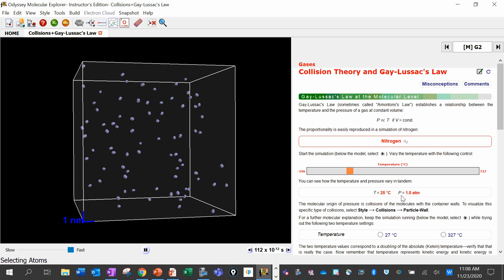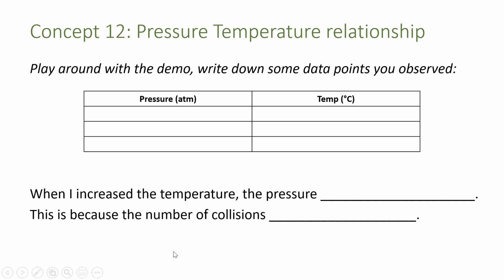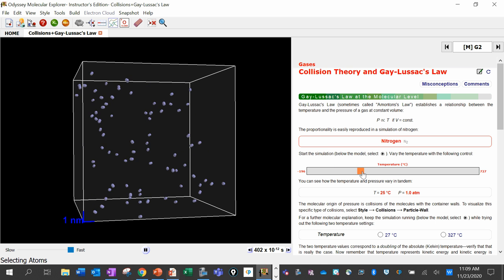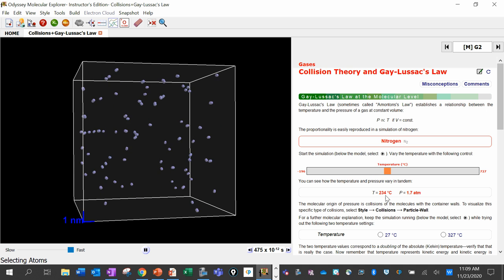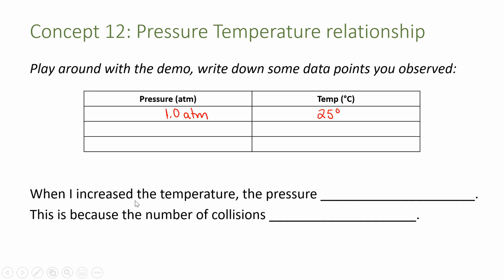So at a temperature, let's go look back at our data set here. So temperature 25 degrees, the pressure is 1 atmosphere. So 25 degrees, it's 1 atmosphere. And then we just want to pick 2 other temperatures. You can pick whatever temperatures you would like. So I'm going to go higher. It looks like if the temperature is around 230, the pressure is around 1.7. So the temperature is 230. This is around 1.7.